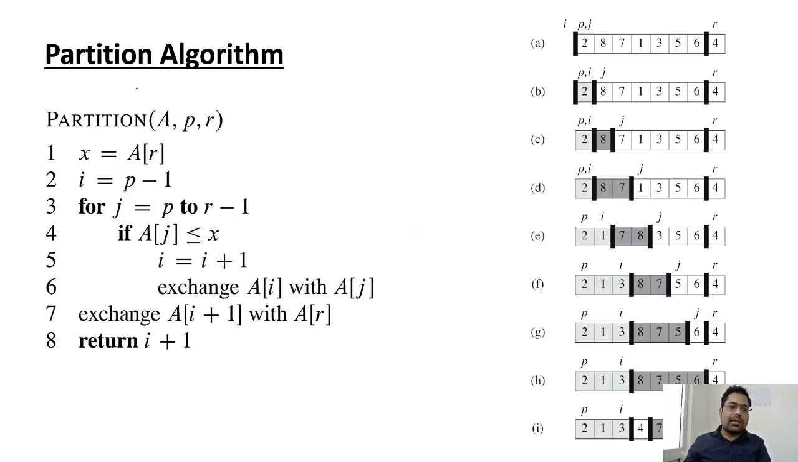So I kept the partition algorithm here. In this partition algorithm, as we have already defined, P stands for the first index, R stands for the last index, and A stands for the array.